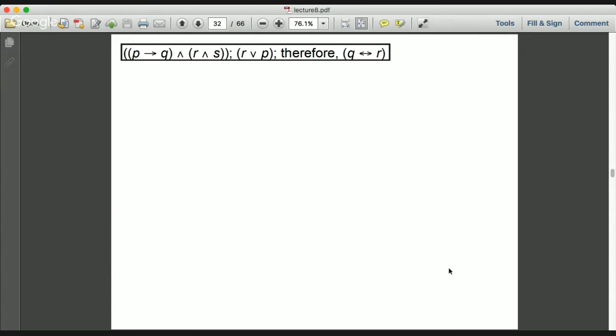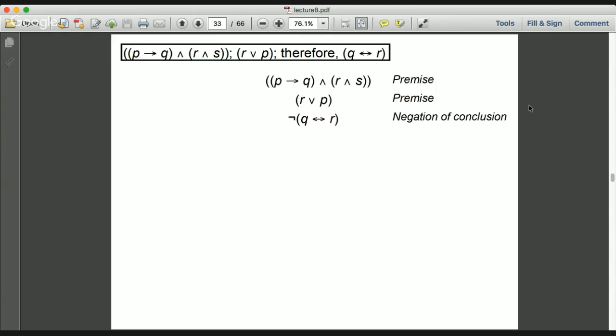Let's do another one, a slightly more complicated argument. If P then Q and R and S is the first premise; second premise, R or P; conclusion, Q if and only if R. Wow, I can't think of a language example. No, don't try and think of a language example. Okay, that's right.